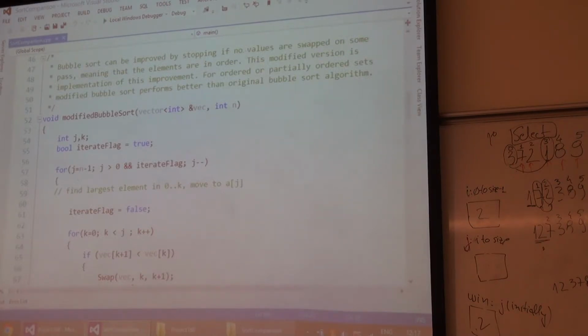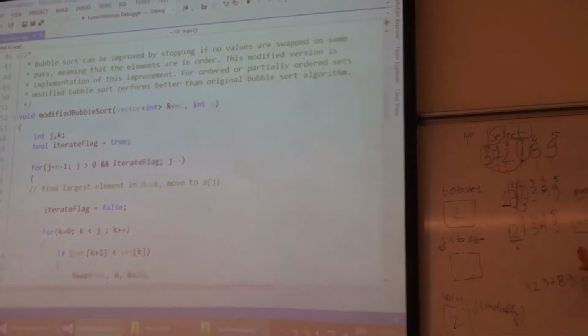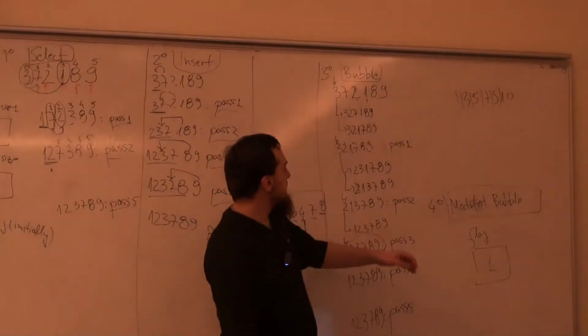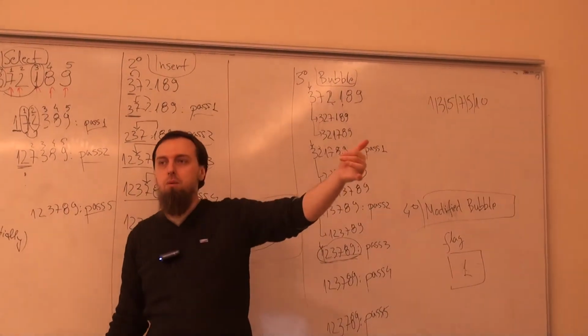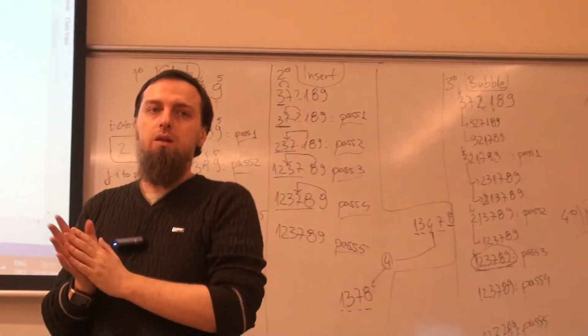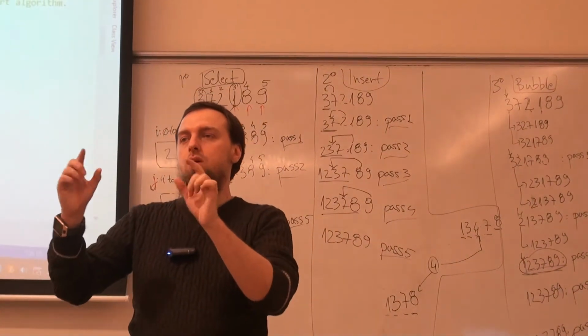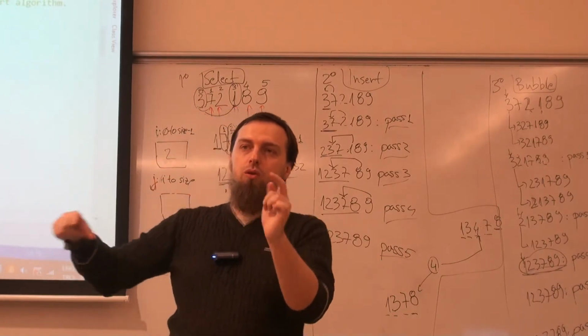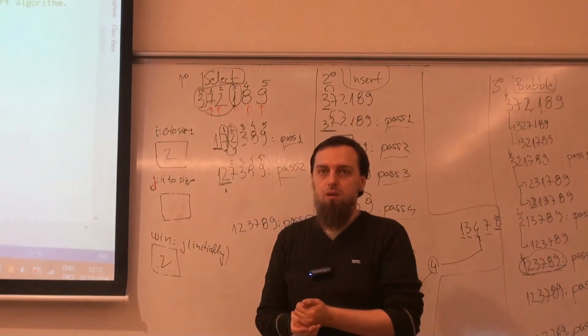And in general, we saw that, okay, you said that insert is better than select. You're right. We also said that modified bubble in general is better than bubble. But we should also check the cases when we have to sort an already sorted vector. What do you think? What's going to be the case?